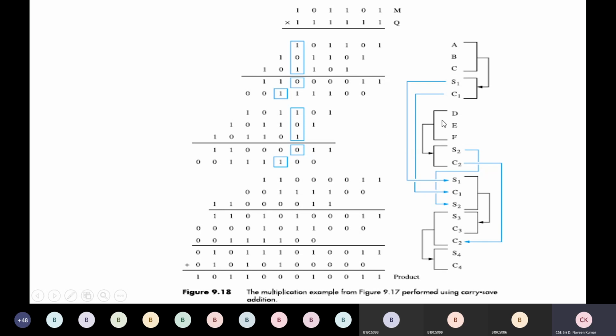Similarly, we take another set of 3 summands, that is D, E, F. This is D, this is E, this is F, and we added them, and we wrote their sum and carry. The sum is this one, and the carry is this one. So we saved it in this carry. Finally we got S1 C1, and next we have S2 C2. Next, we will add S1, C1 and S2. We have not yet added C2.